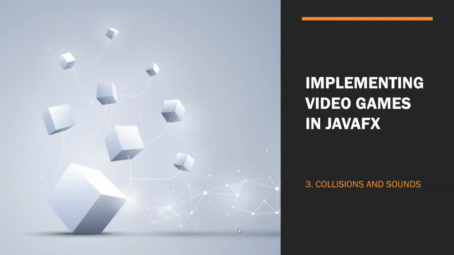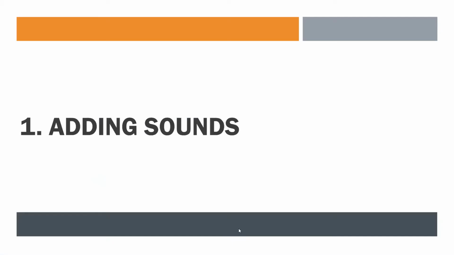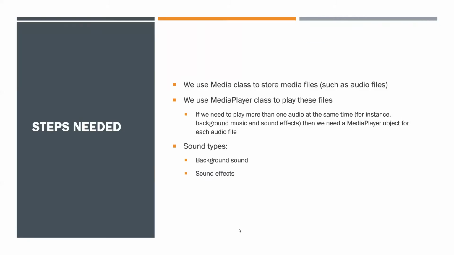In this third video, we are going to see how to add sounds and collision detection to our video game. Let's start with the sounds. In a video game, there can be two main types of sounds. We can talk about background music and about sound effects. To manage all these kinds of sounds, we need to use two different classes in our JavaFX project.